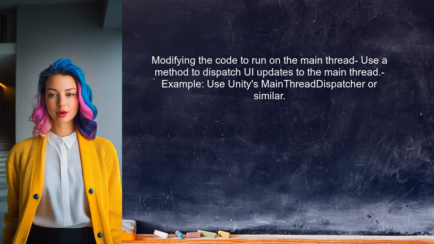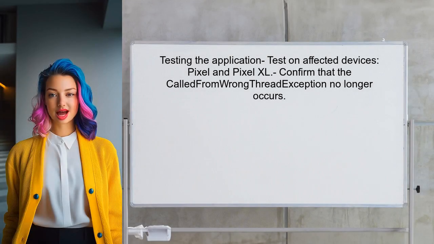Once the user has identified the problematic code, they should modify it to ensure that any UI updates are dispatched to the main thread. This can typically be done using a method that runs the code on the main thread. Finally, the user should test their application on the affected devices, specifically the Pixel and Pixel XL phones, to confirm that the issue has been resolved.